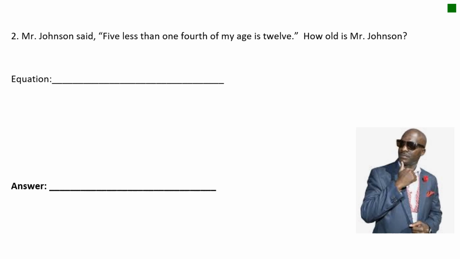Mr. Johnson said, 5 less than 1/4 of my age is 12. How old is Mr. Johnson? So let's let J equal Mr. Johnson's age. Look how lazy I am. So remember what word we're looking for? You're looking for the word is. That's your equals. There it is. Here's my equals. Part goes before, part goes after. Here's the easy part, is 12.